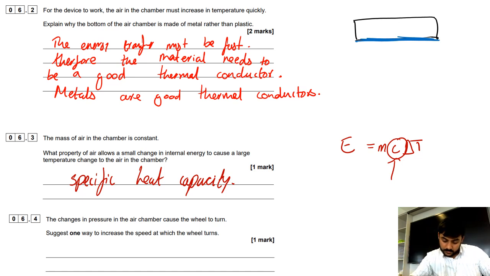Next, the changes in the pressure in the air in the chamber cause the wheel to turn. Name one way to increase the speed at which the wheel turns. That's a good question. How could I change it? I can't change the temperature of the coffee, can I? I could. If there was a hotter coffee, the temperature change would be greater and quicker, which means the pressure would increase, and then it would turn, and then the pressure would release, and then it would turn faster. Yeah, so hotter coffee.